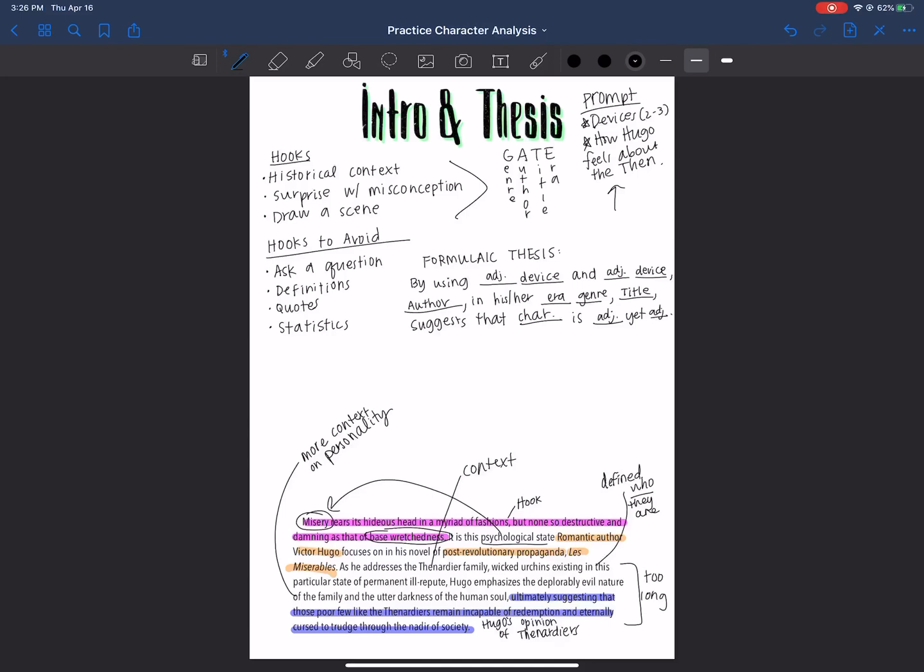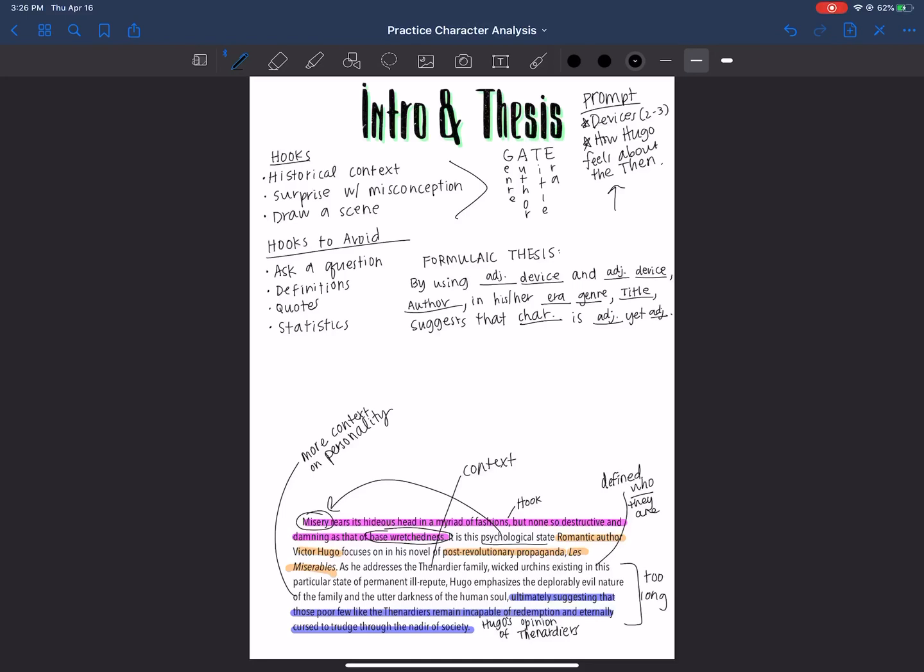Now you will notice in my introduction, in my thesis, I did not include a listing of the devices that I'm going to discuss in my paper. That is okay. In fact, that is preferred. It is a much better idea to not include those words like diction or syntax in your thesis. I have taught you to do that in 9th grade, again, because it's a training wheel. It is a way to help you stay organized and remember what you need to keep going back to as you write your paper. But in 10th, 11th, 12th grade, college, you do not need to state in your thesis your devices. Please, please, please, going forward after this paper, it is not a good idea to list things.